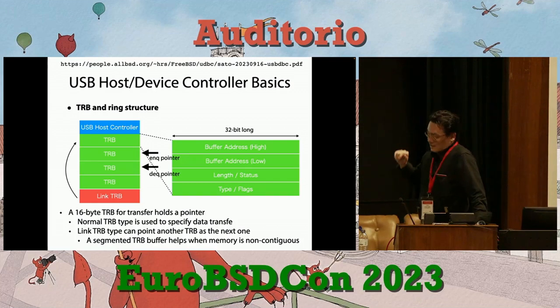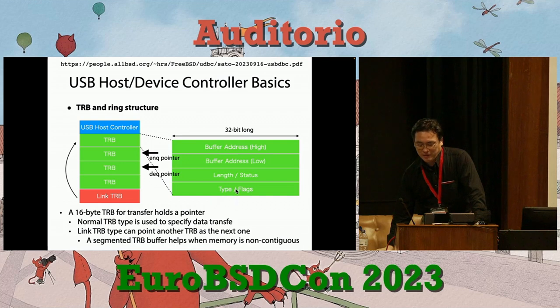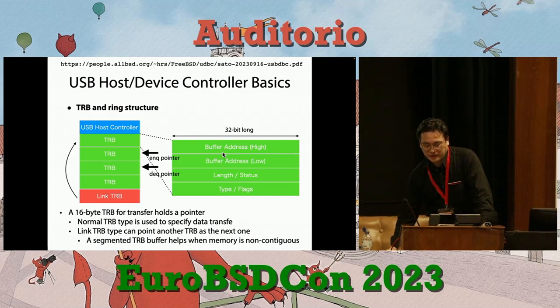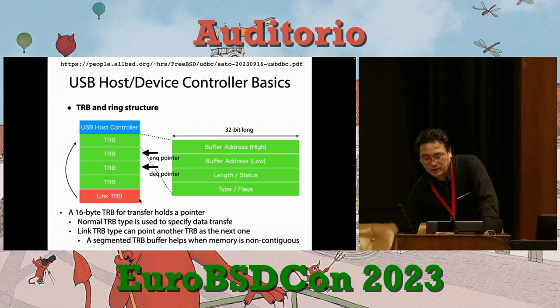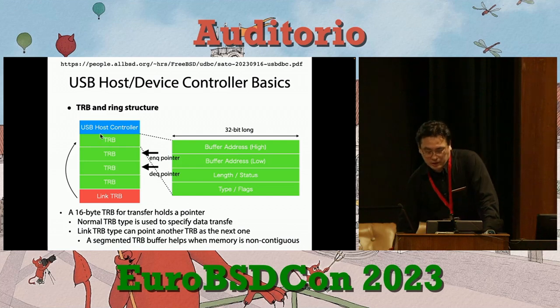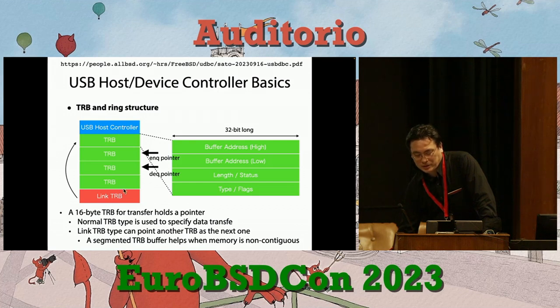The link TRB's type field is different, and this 64-bit address is a value that points to the next TRB. Without a link TRB, the host controller will read the next TRB by the size of the TRB, 16 bytes. So this one and this one and this one, that's read. But if the host controller detects the link TRB, the host controller reads the buffer address as the next TRB.